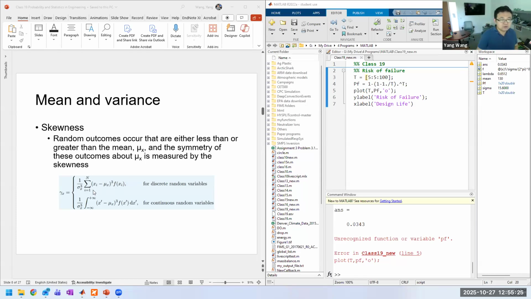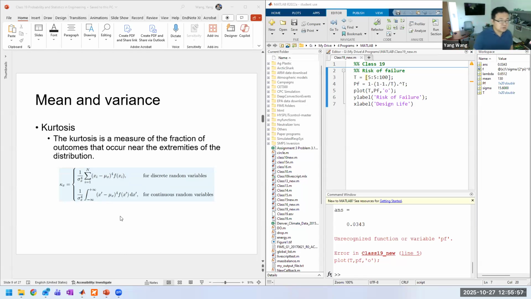So for the rolling dice scenario, it is going to be a discrete distribution. But if you're talking about the water flow, it has to be a continuous scenario, because water flow is not going to jump from one value to another value. It's always a continuous distribution. So we're going to use a similar type of equation, changing the summation sign to the integral sign, to calculate the skewness.